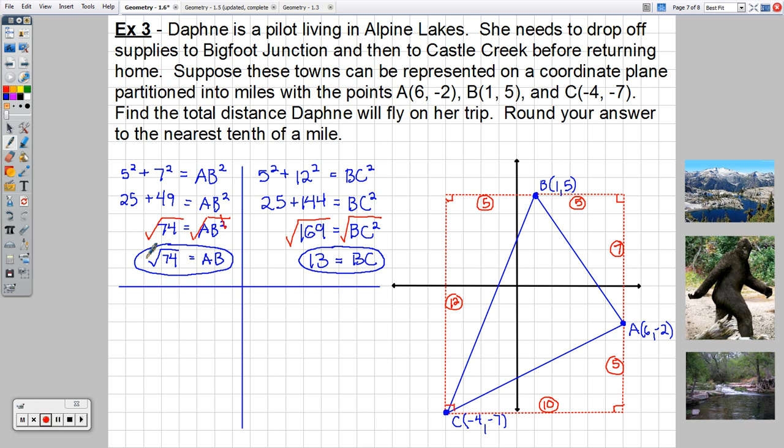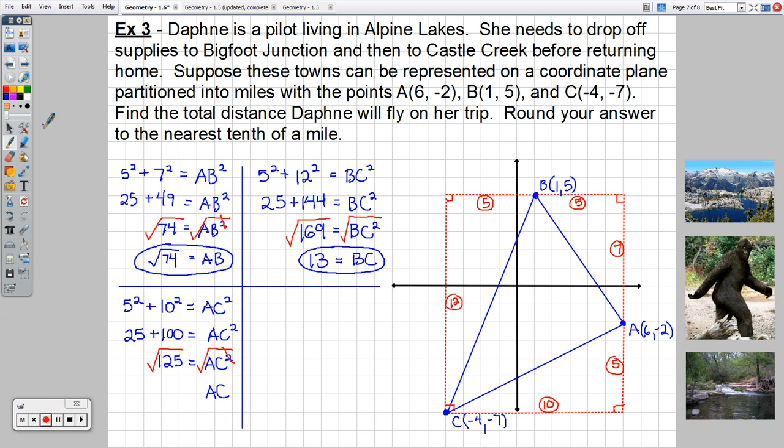Back home now to Alpine Lakes. We've got 5 squared plus 10 squared equals AC squared. You could say CA squared as well. 25 plus 100 equals AC squared. This is 125 equals AC squared. Take the square root of both sides again. This one in simplified radical form, if you want to try to do that, or if you think you remember how to do that, you would actually have 5 times the square root of 5.